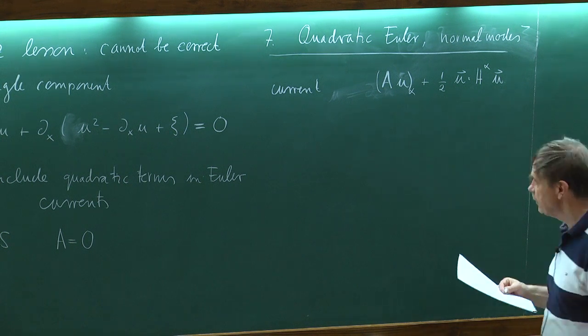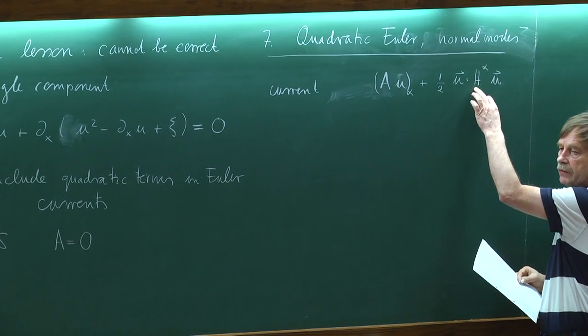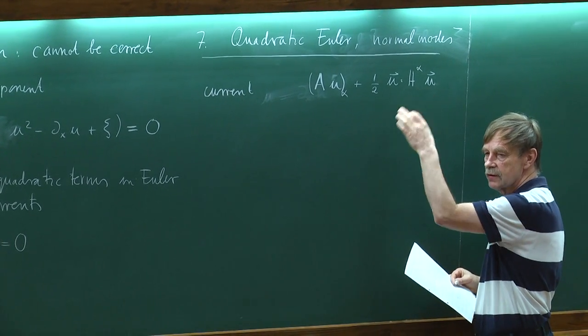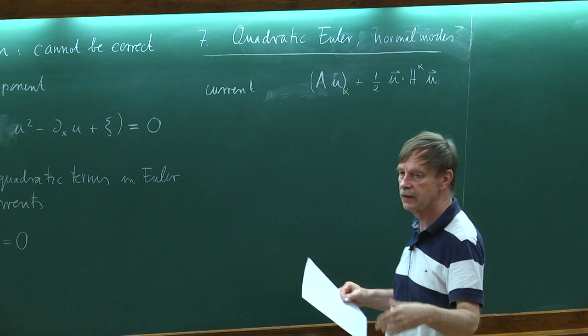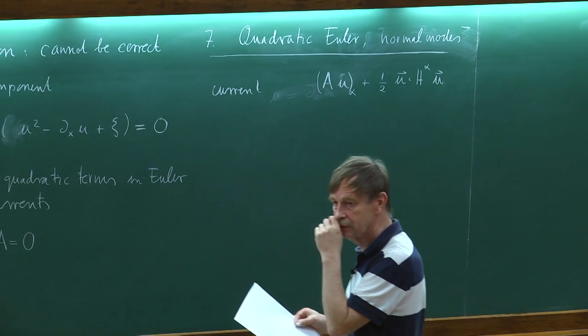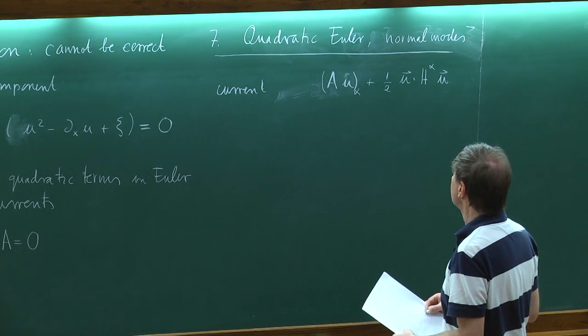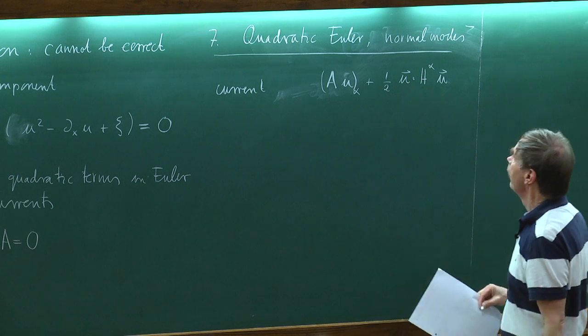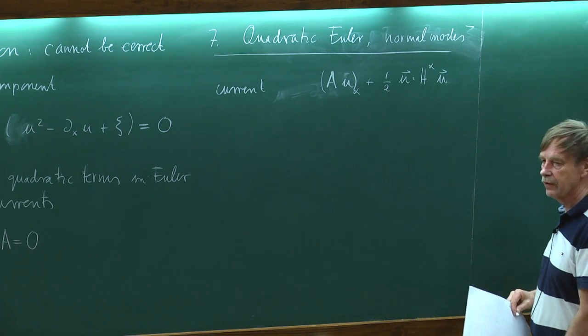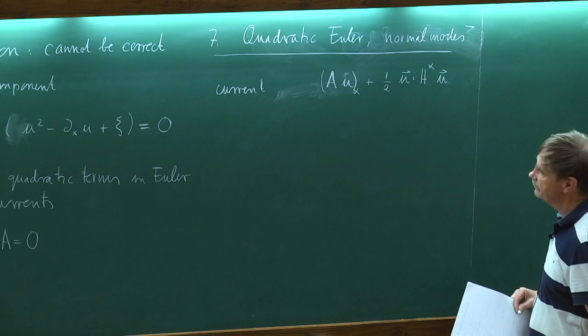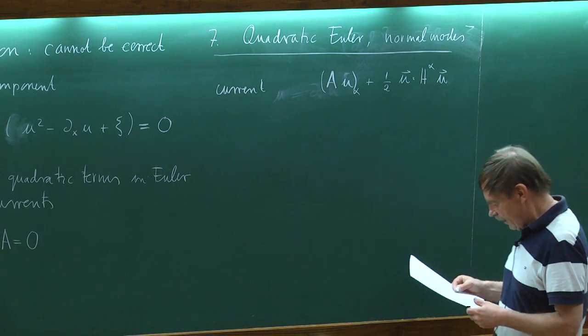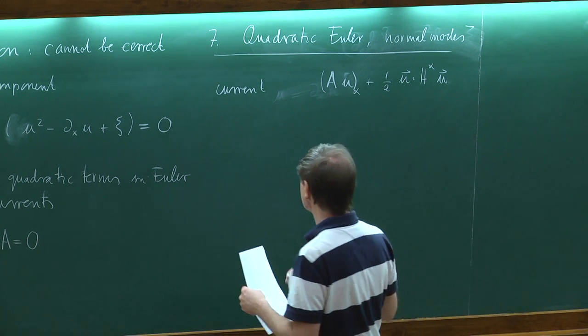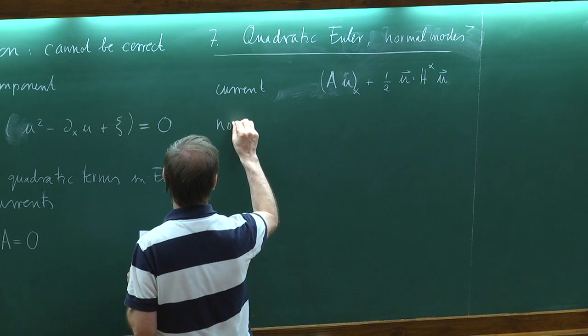Okay. So again, this Hessian is a 3 by 3 matrix. It depends on the background values. It's just the second derivative of the Euler currents at that background value. In a sense, it's a 3 by 3 by 3 third rank tensor, if you want. Okay, so that's fine. All right. Now we have to do these normal modes.